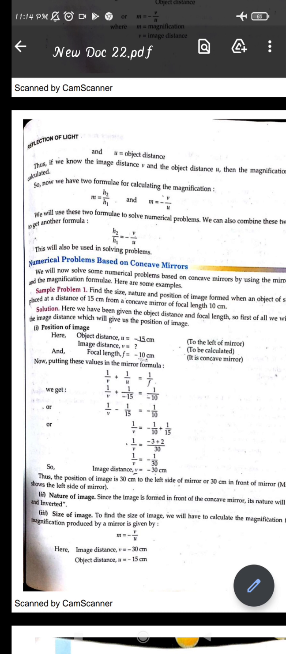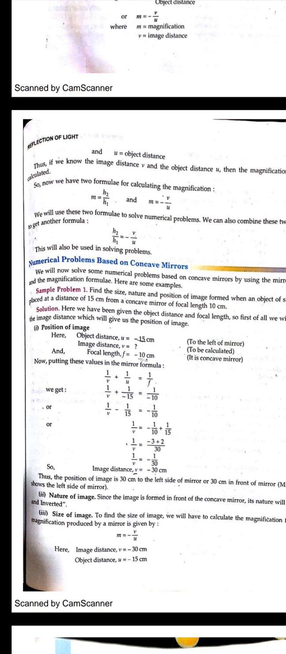But the focal length is always taken as negative because the focus is always in front of the mirror, that is the bent-in surface of the concave mirror, so it is in the left part. The left part is always taken as negative, so the value of f will be negative. And the object is also kept in front of the mirror, so the object distance will also be negative. So on keeping these values of u as minus 15 and f as minus 10, we will calculate the value of 1 by v.